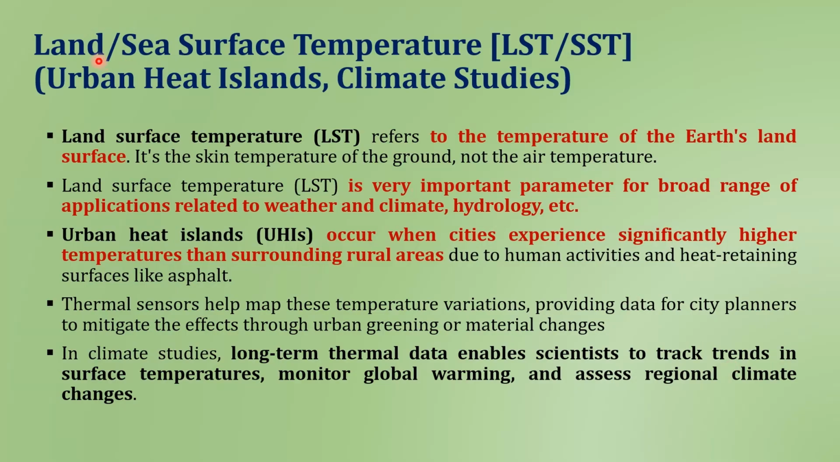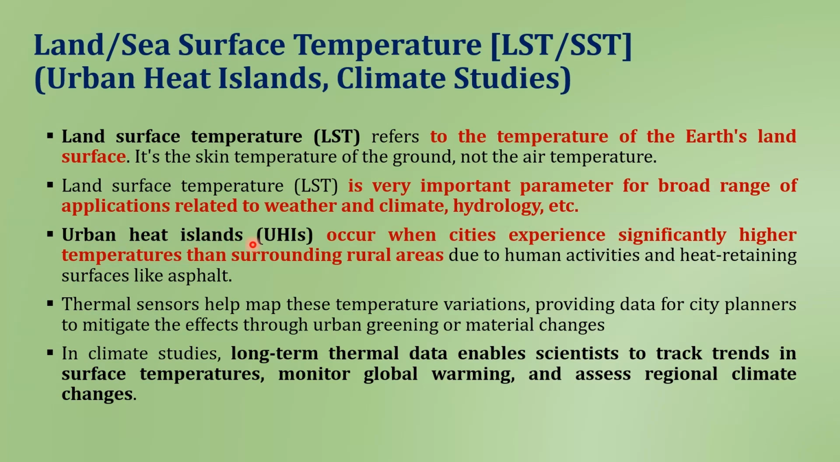First, we have the use of thermal remote sensing in estimation of land or sea surface temperature. And these are used to estimate urban heat island or for climate studies. Land surface temperature, LST, refers to the temperature of the Earth's land surface. Likewise, sea surface temperature refers to the temperature of the sea or ocean, and it is the skin temperature of the ground, not the air temperature. And this land surface temperature is a very important parameter for a broad range of applications related to weather, climate, hydrology, etc. And it is most widely used in estimating the urban heat island.